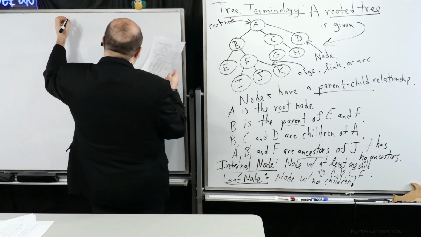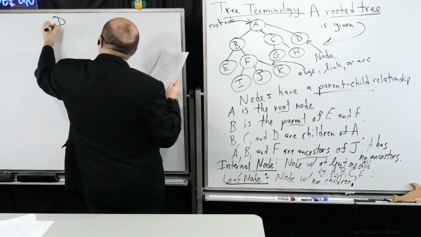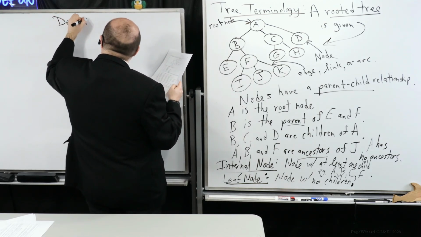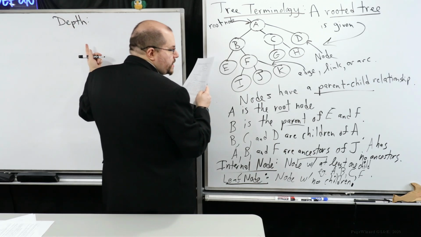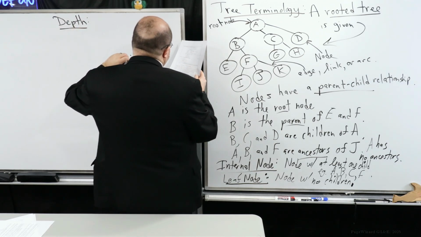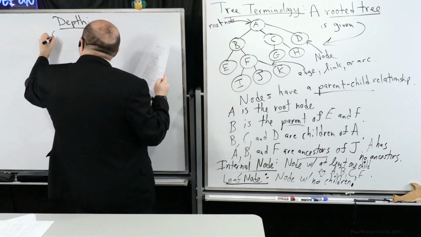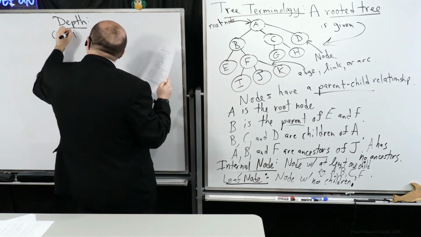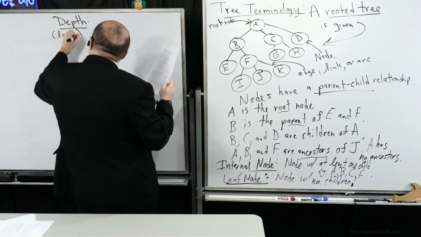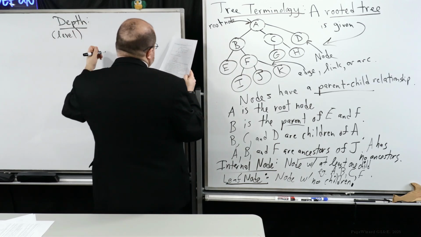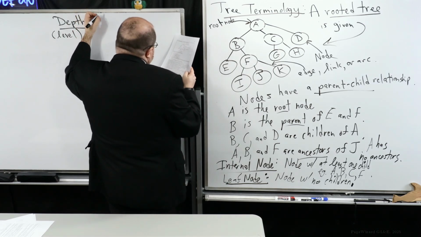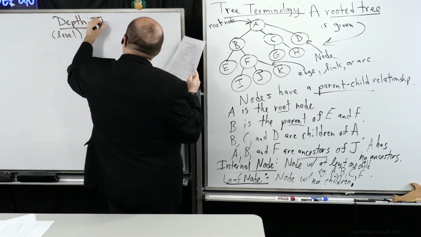So the first thing I want you to be aware of is something called the depth of a node. This is sometimes also called its level, or the level of a node. It is the number of ancestors.